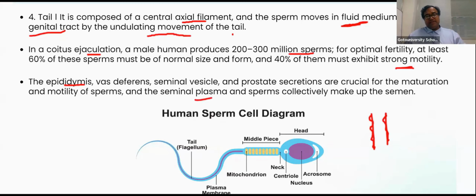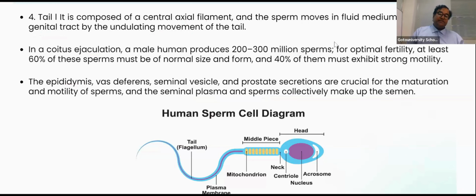So the seminal plasma has the sperm cells in it, right? The seminal plasma is also called the seminal vesicle secretions, right? So now we are coming to the next major segment.